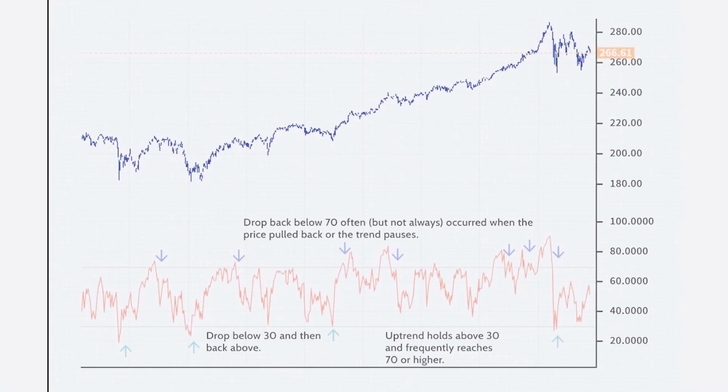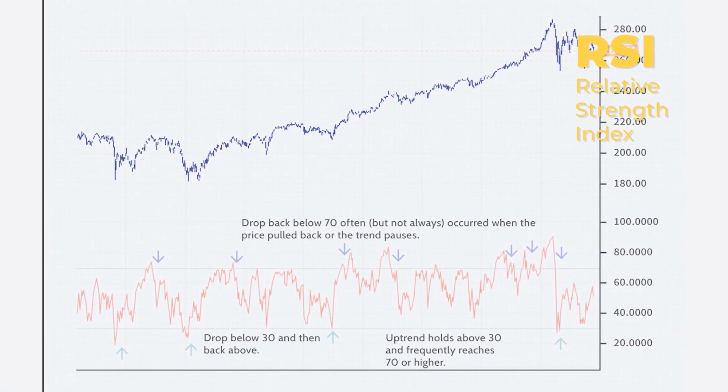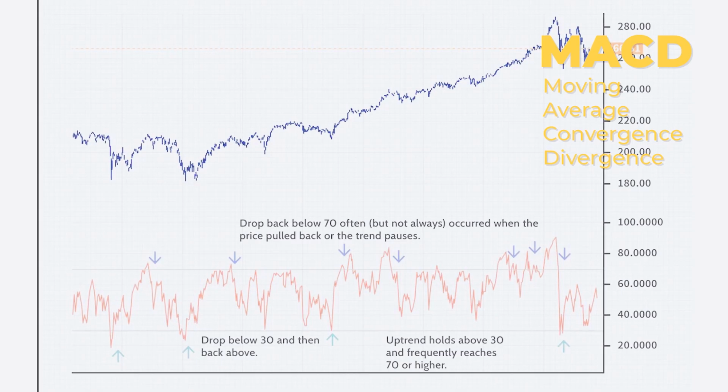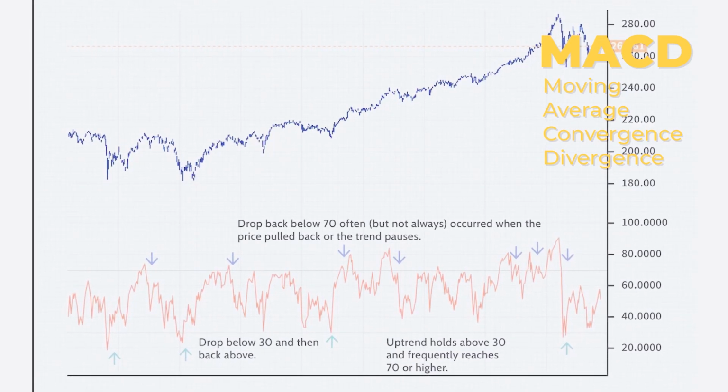Technical analysis uses various indicators such as RSI, Relative Strength Index, MACD, Moving Average Convergence and Divergence, and others, which helps you identify whether an asset is overbought or oversold, and also confirm the trend.